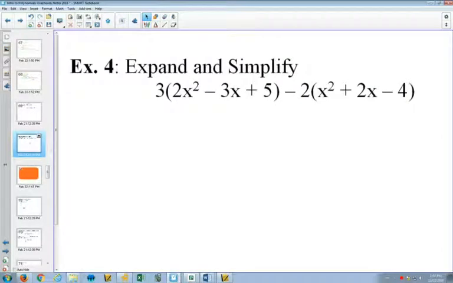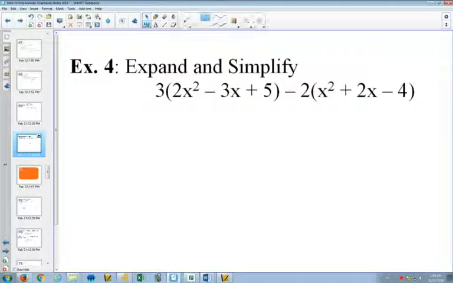So here we have the command word expand. We're going to use the distributive property to get rid of the brackets. And the word simplify, which means if we have any like terms, we're going to have to put them together. So this combines our multiplication and our adding and subtracting together.